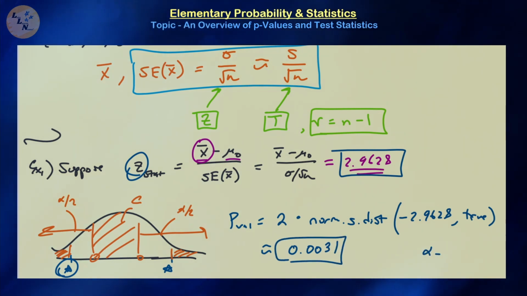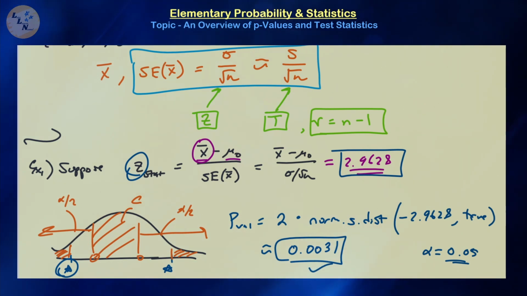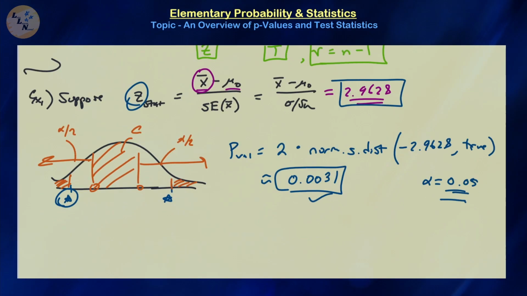So if you're working with an alpha value of 0.05, then we see that our p-value is less than that alpha value. Therefore, we have evidence to believe that our population mean mu is not equal to that claimed value mu0, and therefore we believe that the population mean mu is actually something other than that claimed value of mu. So that's the main structure of test statistics.